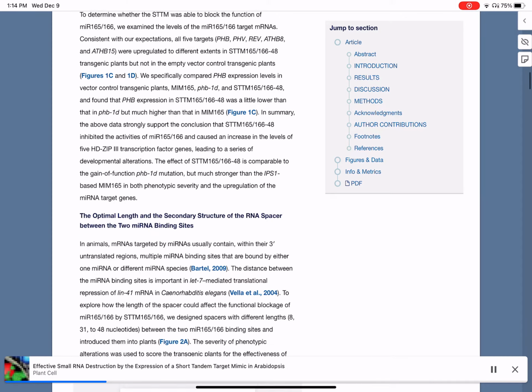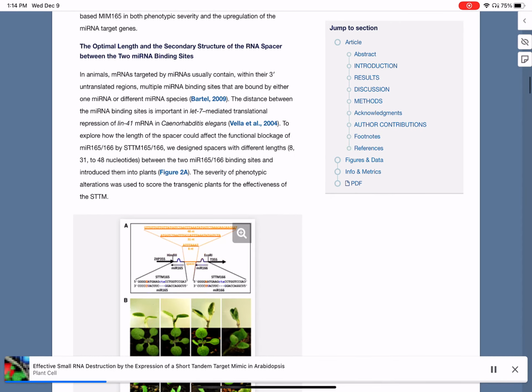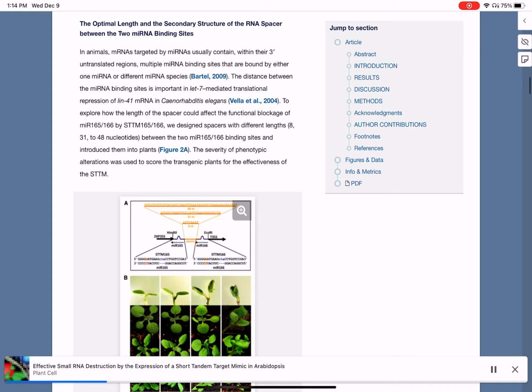The optimal length and the secondary structure of the RNA spacer between the two miRNA binding sites. In animals, mRNAs targeted by miRNAs usually contain, within their 3' untranslated regions, multiple miRNA binding sites that are bound by either one miRNA or different miRNA species. Bartel, 2009. The distance between the miRNA binding sites is important in LET-7-mediated translational repression of lin-41 mRNA in Caenorhabditis elegans. Vella et al., 2004.